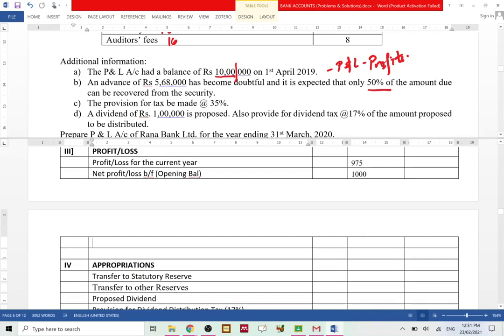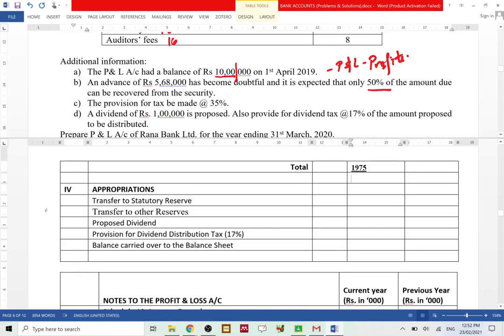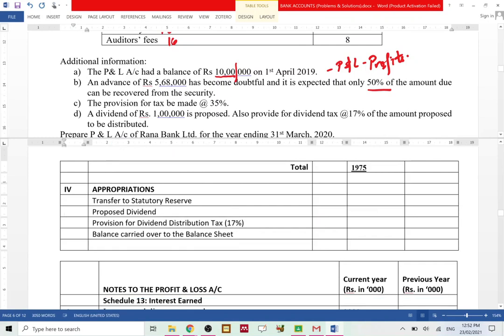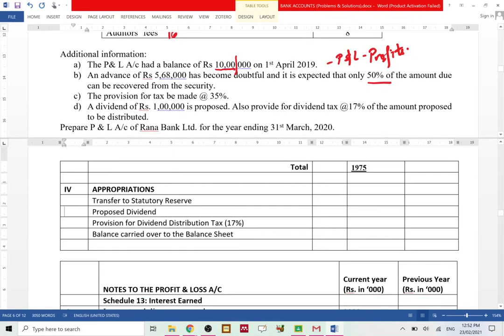Let's total up our profit and see how much we get. Total profits current year, previous year, 975 plus 1000 is 1975. Okay, done. So total of these two, the total profit is 1975. Next job is to show what are the appropriations of the profit. We don't have any other reserves here, so I'll delete that. Let's see appropriations. So what did we do with the profit?